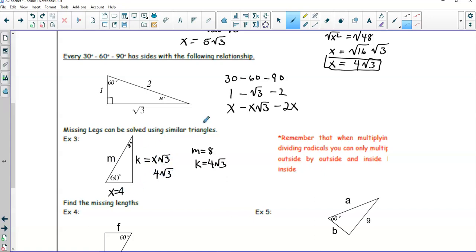How about m? Well, m is across from the 90-degree angle. So since this is across from the 90-degree angle, that is equal to 2x. That means it's 2 times 4, which is 8. So that means m is equal to 8 and k is equal to 4 square root of 3. So knowing the special right triangle rules will help me a lot at solving right triangles.